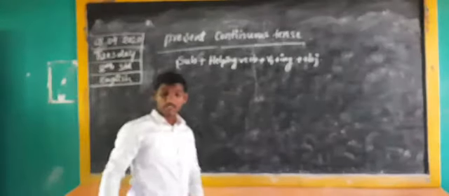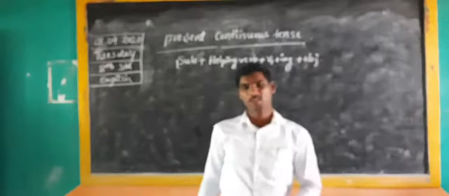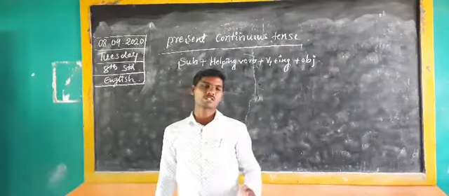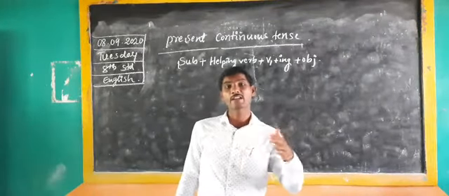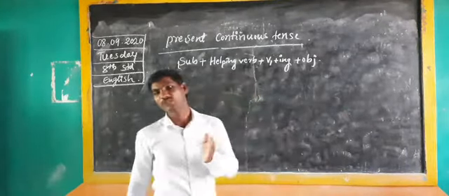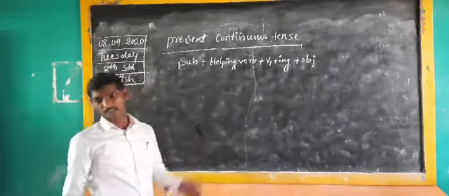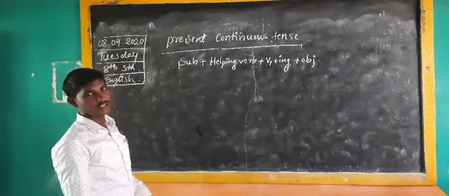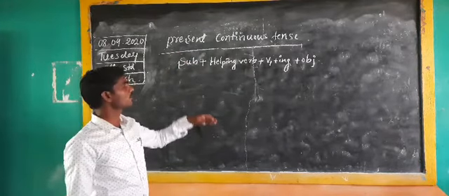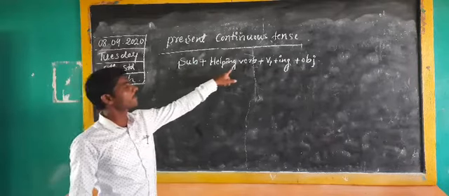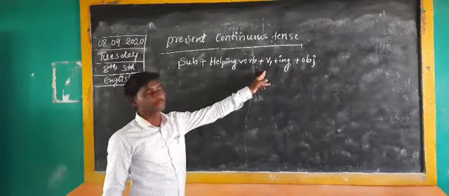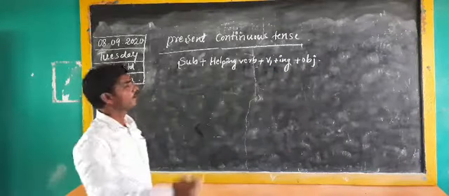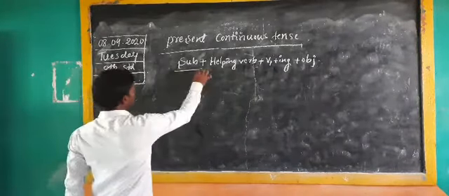Once again I repeat the definition of present continuous tense. Present continuous means a subject or a person is doing an action, and that action is going on in the present situation. That's why it is considered present continuous tense. Which is the formula of present continuous tense? Subject plus helping verb plus V1, the main verb, plus ing, plus object. We have to follow this formula.